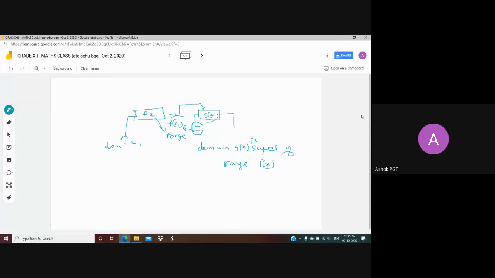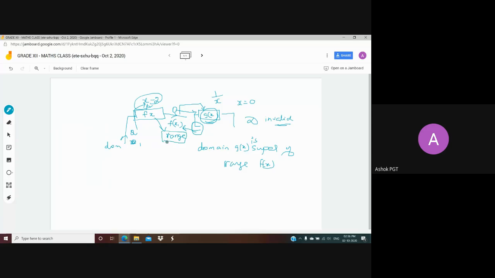For example, students, let us say g of x is 1 by x, and let us say f of x is x minus 2. I am giving the input as 2. This 2 goes as an input and it produces the output 0. Here the output 0 cannot go into g of x, because if 0 goes as an input we will get infinite. It is an invalid output. Students, do you understand what I say? So you know that for g of x we cannot give the input of 0.